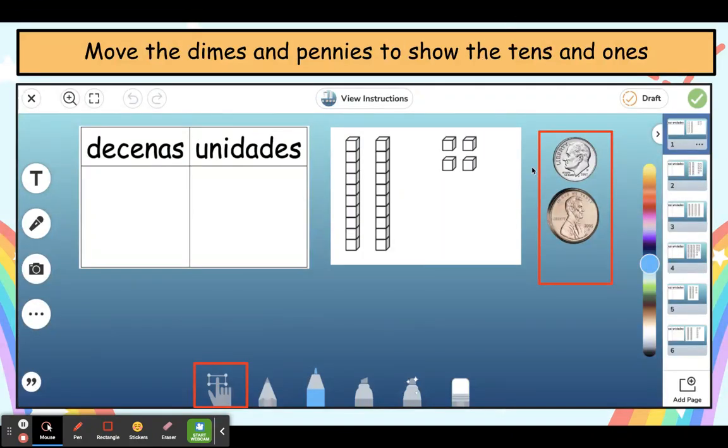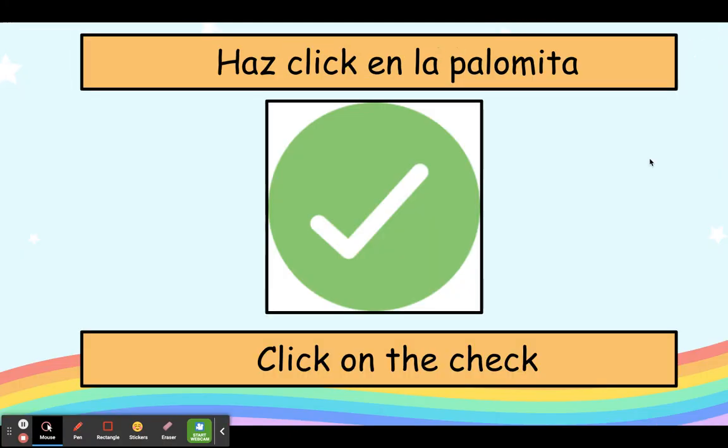So when you're done, you may click on the check mark and you do have 6 questions here in all.